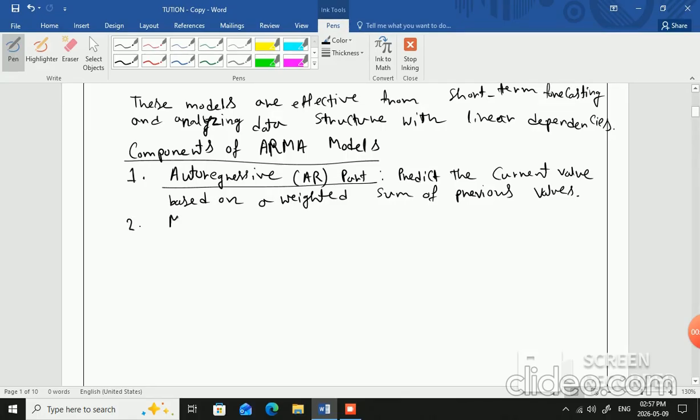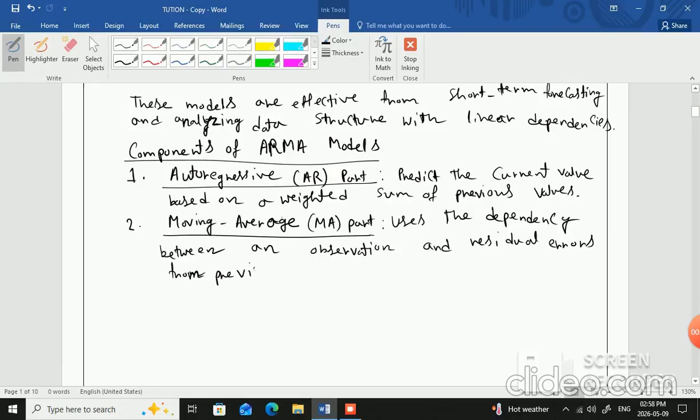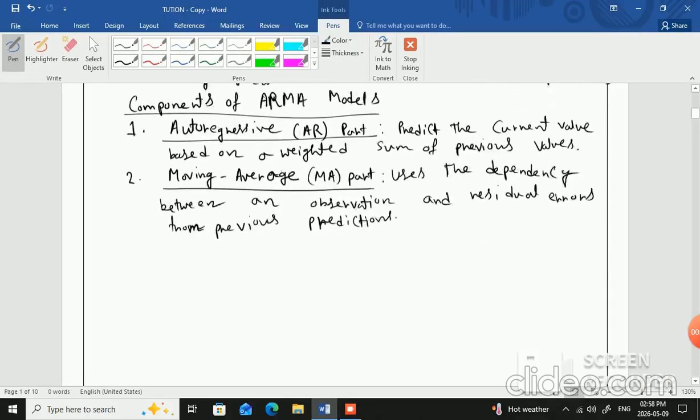Number 2, moving average. Already we discussed this moving average part in trend finding, the trend calculation part. It uses the dependency between an observation and residual errors from previous prediction. This method is applicable for finding trend.